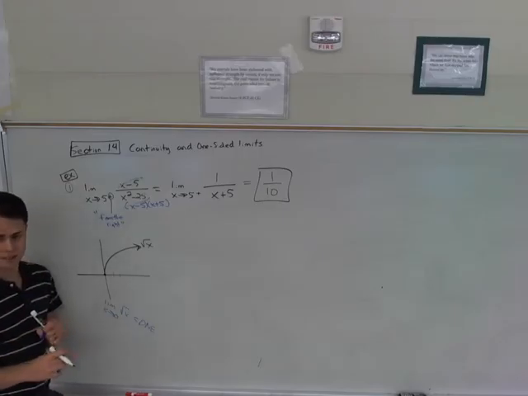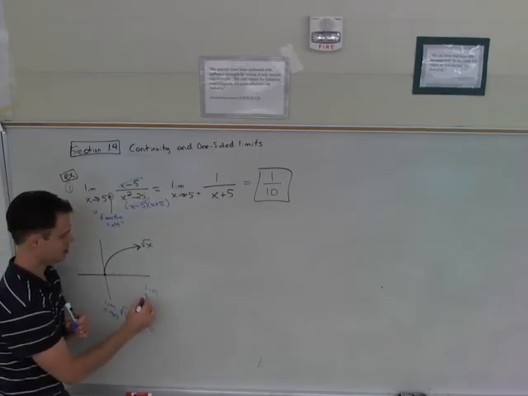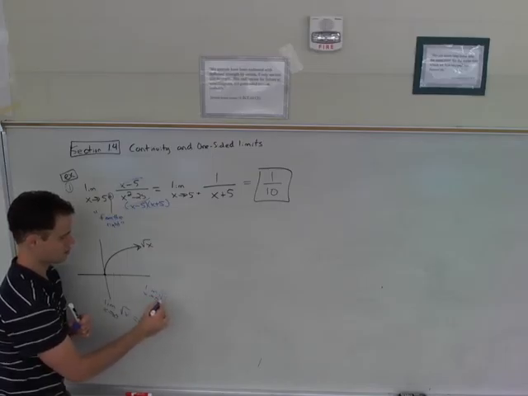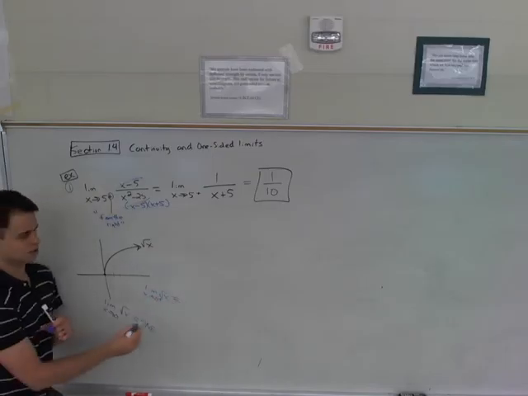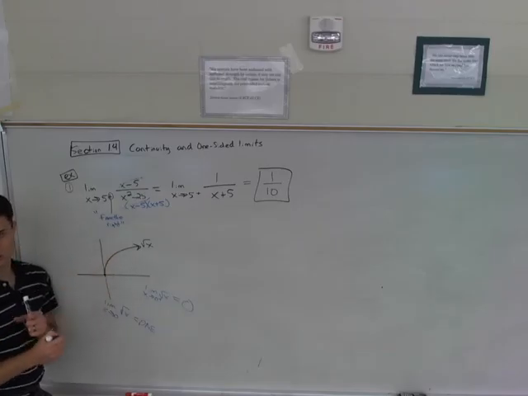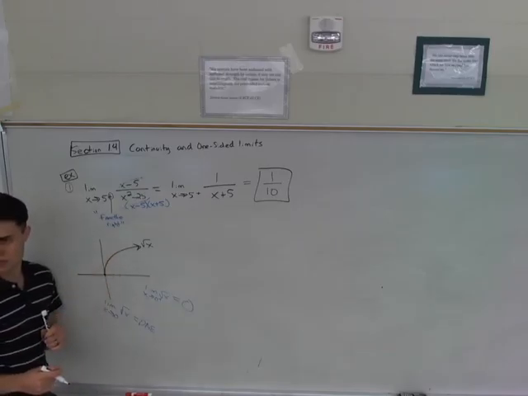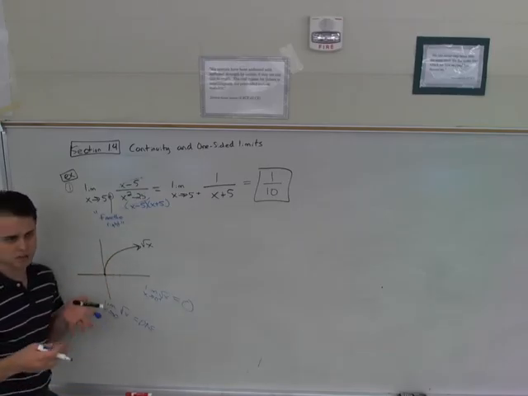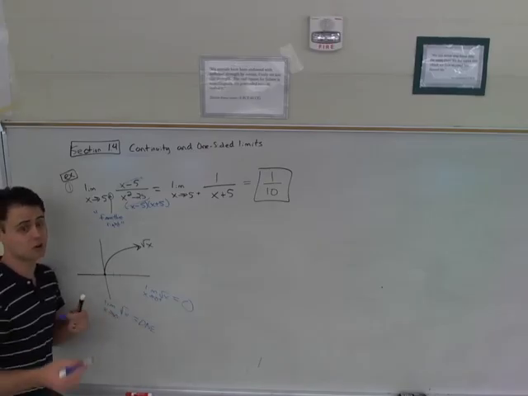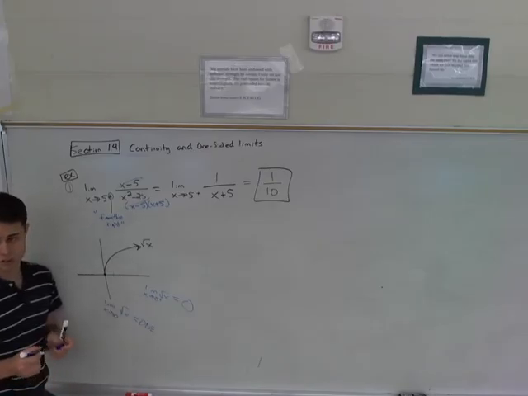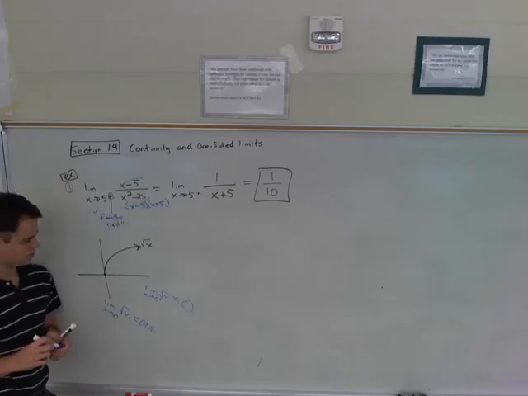But if I do 0 plus, what is it? 0, if I'm coming this way. If I do it from the left, of course, it doesn't exist, right? And you need it to exist from the left and the right and be the same thing for the overall limit to exist. So it is not continuous at 0, right?